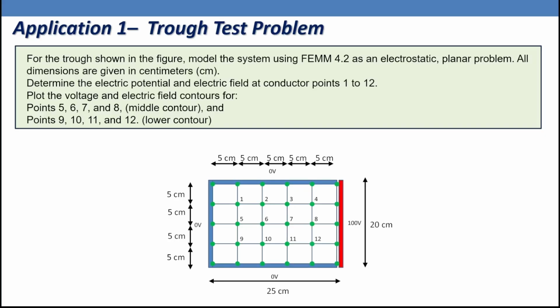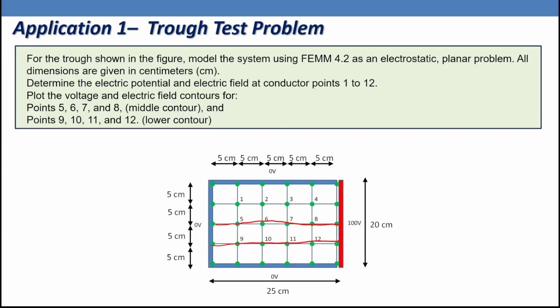So this structure is divided into segments. Each segment is 5 multiplied by 5 centimeters. So we need to plot the voltage and electric field for the upper contour, middle contour and lower contour. The middle contour is points 5, 6, 7, 8, and the lower contour is points 9, 10, 11, and 12.